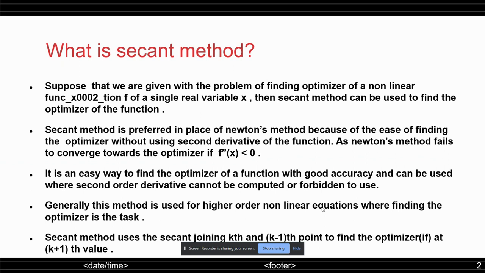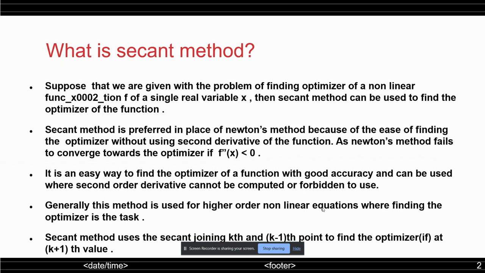The secant method is preferred in place of Newton's method because of the ease of finding the optimizer without using the second derivative of the function, as Newton's method fails to converge towards the optimizer if f double dash of x is less than 0. It is an easy way to find the optimizer of a function with good accuracy and can be used where the second order derivative cannot be computed or is forbidden to use. Generally, this method is used for higher order nonlinear equations where finding the optimizer is the task.